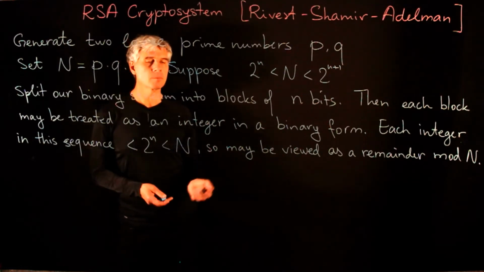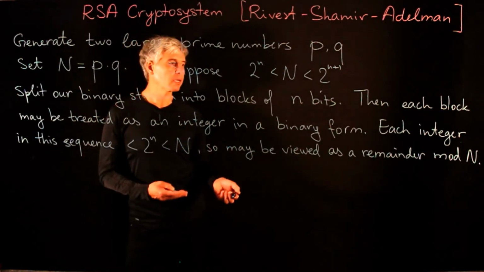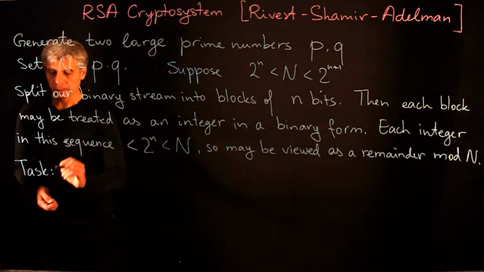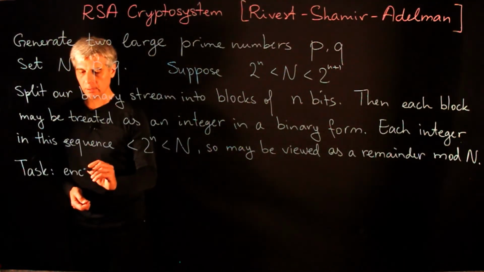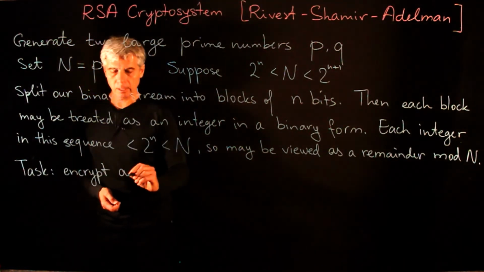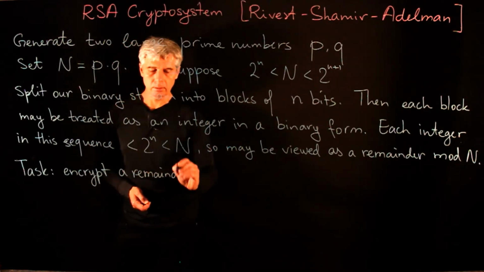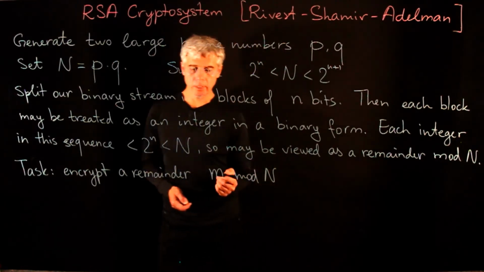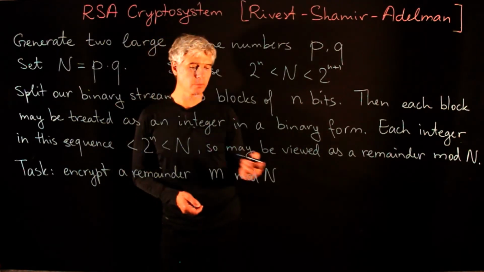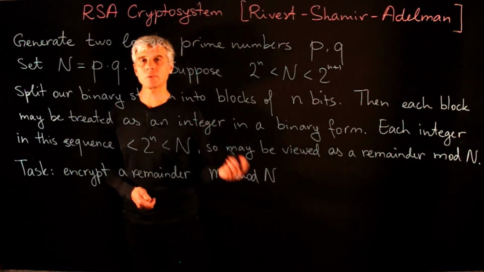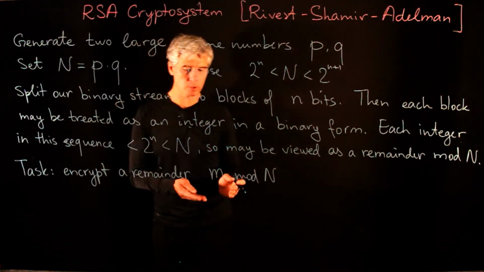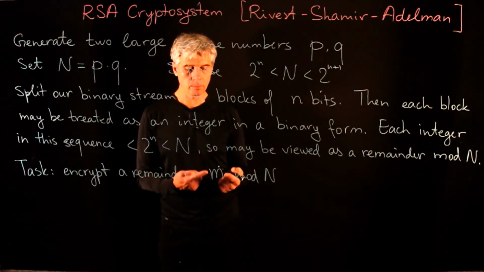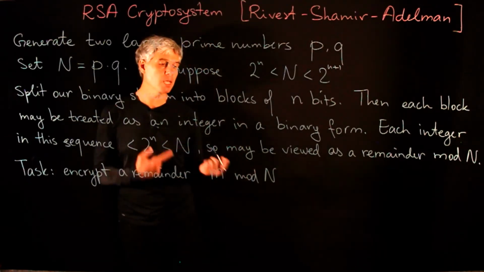In the RSA Cryptosystem, we will be encrypting each block in the same way. So now the task is that we need to encrypt a remainder m mod n. Right. So now each block is viewed as a remainder mod n. So we'll be encrypting each block in the same way. So let's just focus on a single block, which is a single remainder. So now we want to build a cryptosystem that deals with remainders mod n.